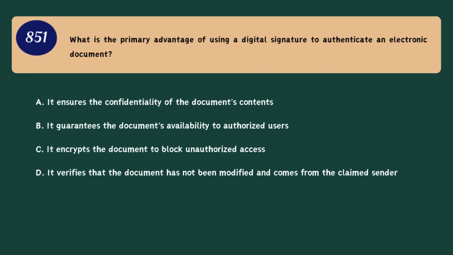Question 851. What is the primary advantage of using a digital signature to authenticate an electronic document? A. It ensures the confidentiality of the document's contents. B. It guarantees the document's availability to authorized users. C. It encrypts the document to block unauthorized access. D. It verifies that the document has not been modified and comes from the claimed sender.